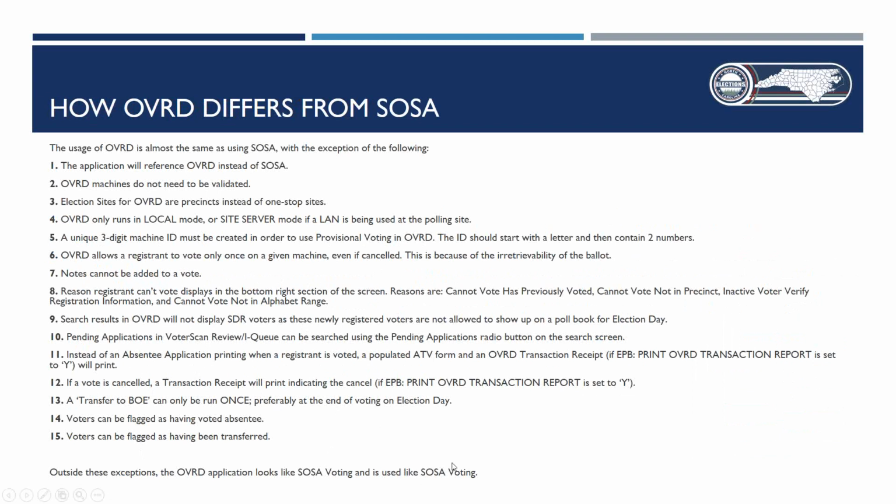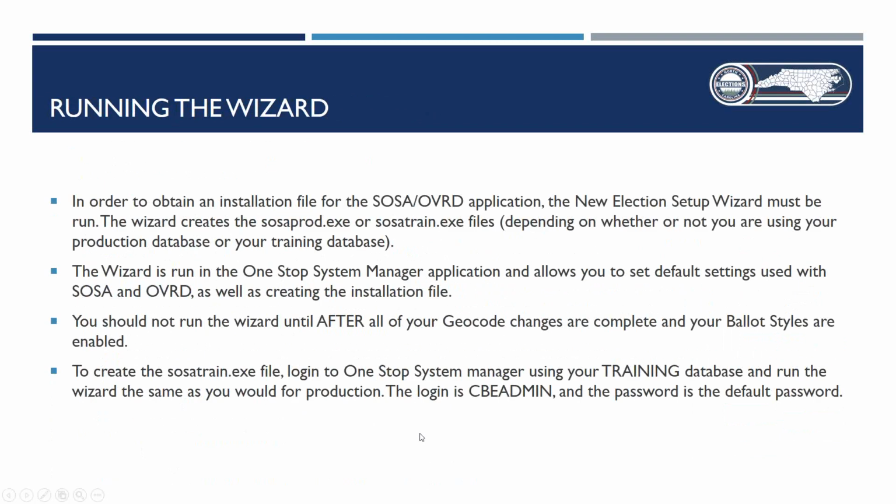And as far as the difference in how the two applications look, they're almost exactly the same. So the same screens you see in SOSA, you'll see in OVRD. And then running the wizard, again, the same for SOSA. You have to run the wizard before you can install SOSA or OVRD. We talked about running the wizard last week, and I know everyone has run the wizard recently. Since One Stop starts tomorrow, everybody's got their machines ready to go.